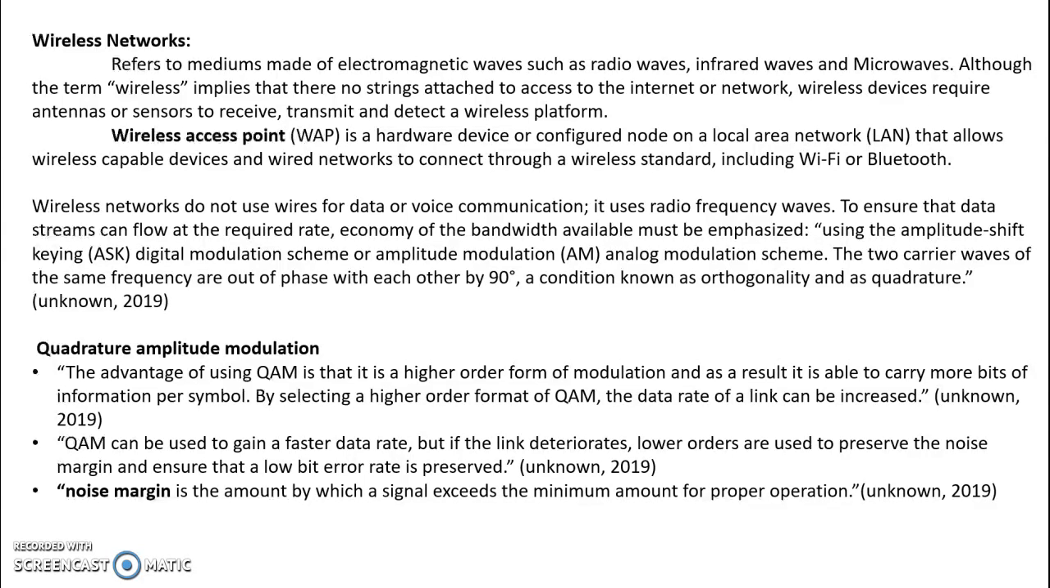By selecting a higher order format of QAM, the data rate of a link can be increased. QAM can be used to gain a faster data rate, but if the link deteriorates, lower orders are used to preserve the noise margin and ensure that a low bit error rate is preserved. Noise margin is defined as the amount by which a signal exceeds the minimum amount for proper operation.